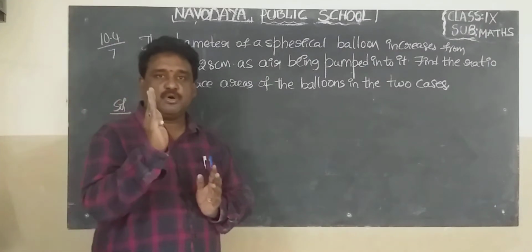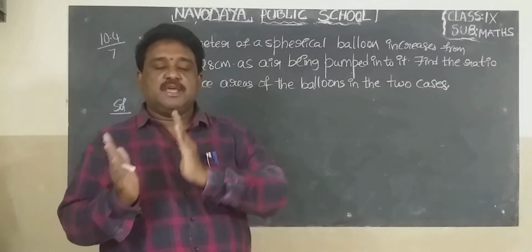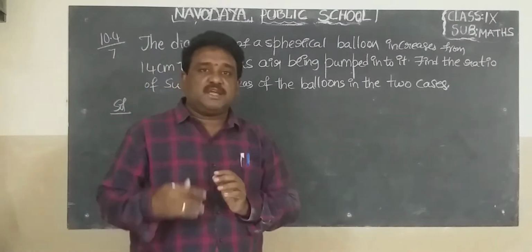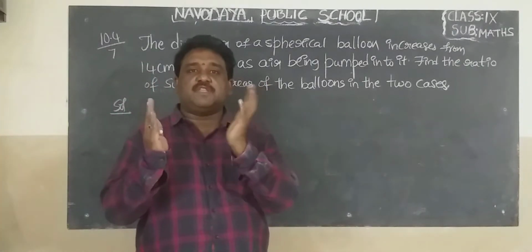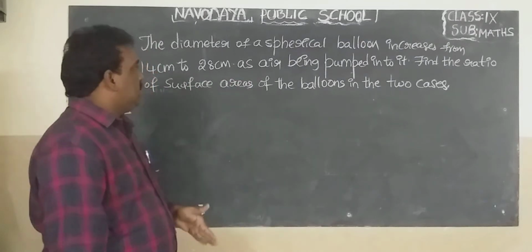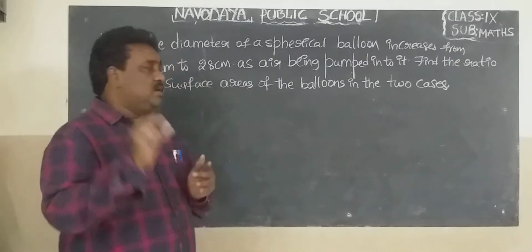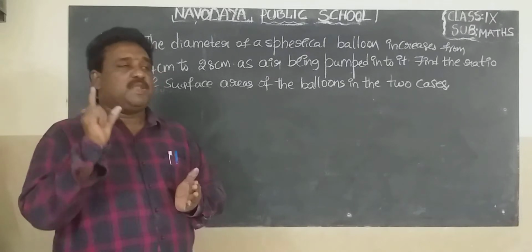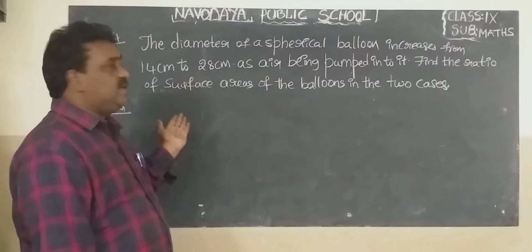So the problem is about a spherical balloon. Two cases are there. In the first case, the diameter is 14 centimeters. In the second case, the diameter is 28 centimeters. That means the size of the balloon increases as air is being pumped into it. Case 1, diameter of the spherical balloon 14 centimeters. Case 2, diameter of the spherical balloon 28 centimeters. Find the ratio of surface areas.